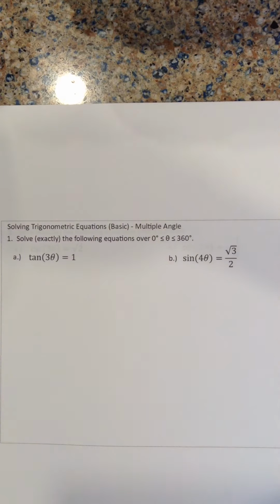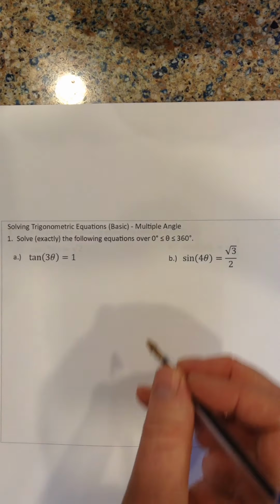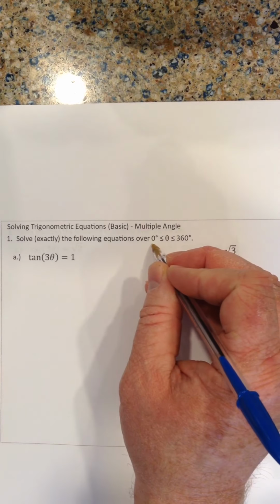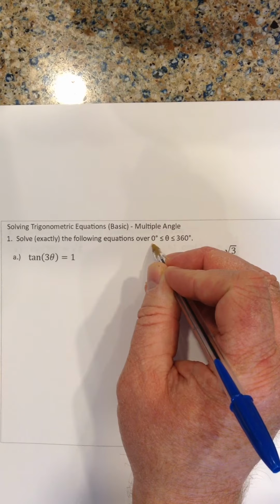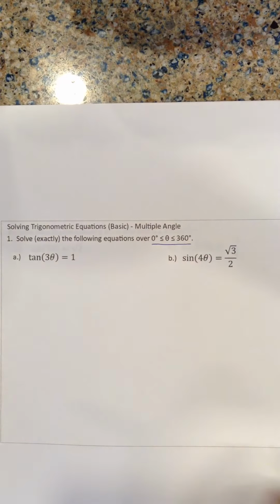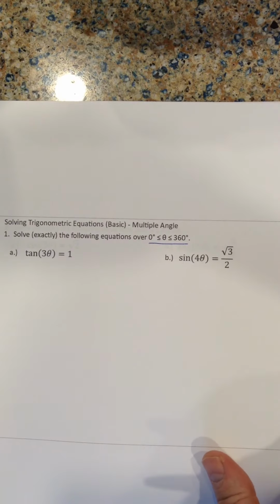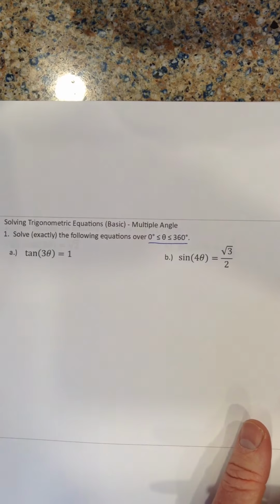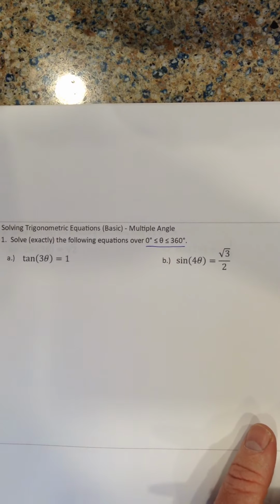Solving trigonometric equations, basic, multiple angles. The directions say solve exactly the following equations over theta being greater than or equal to 0 degrees and less than or equal to 360. Okay. So I want tangent of 3 theta equal to 1.